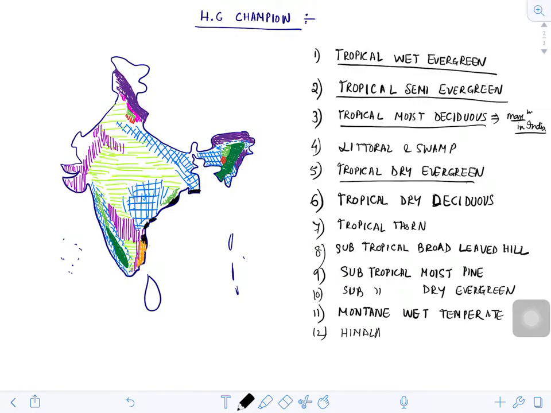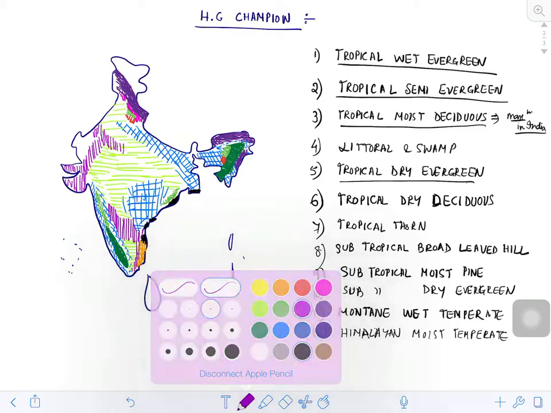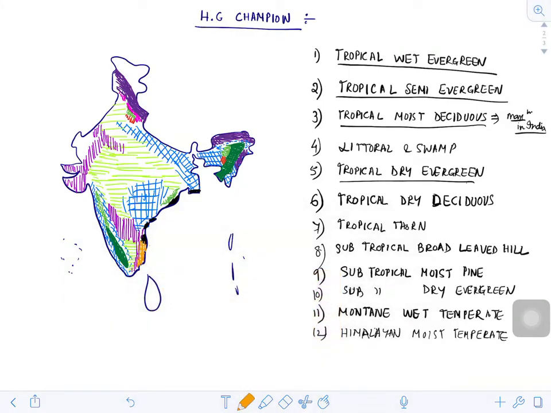Then comes Himalayan moist temperate. Now which area does this include? This includes the Himalayan region, this area, then further south, mostly in the northern half.